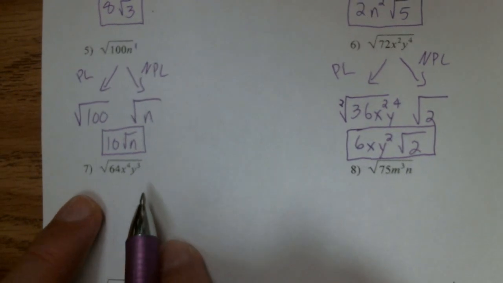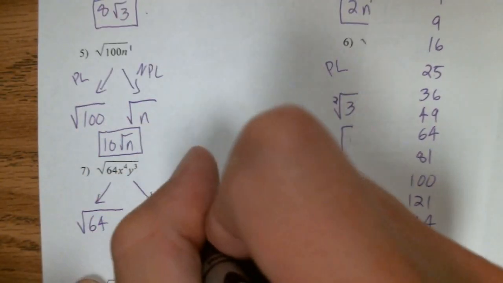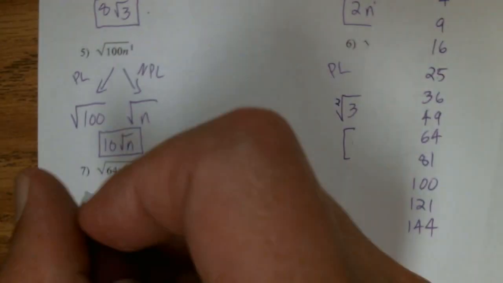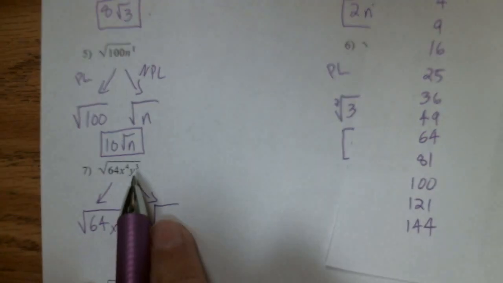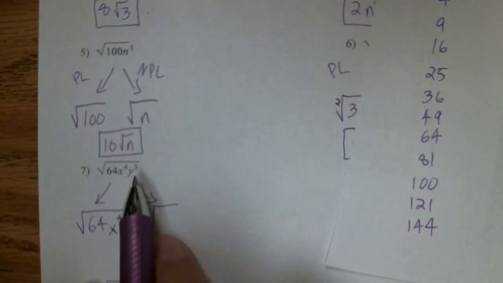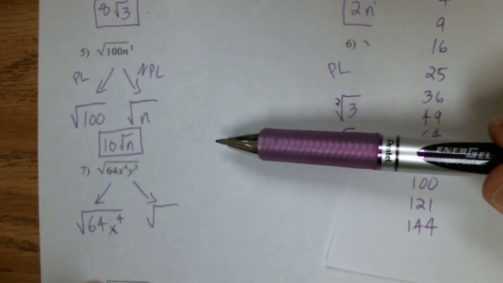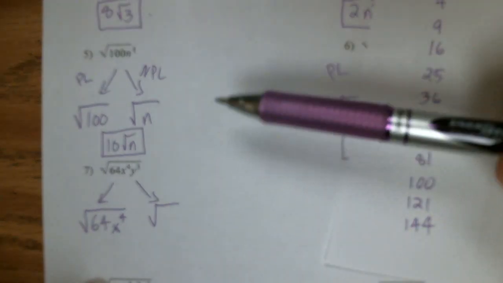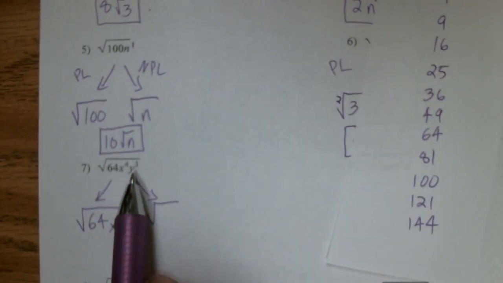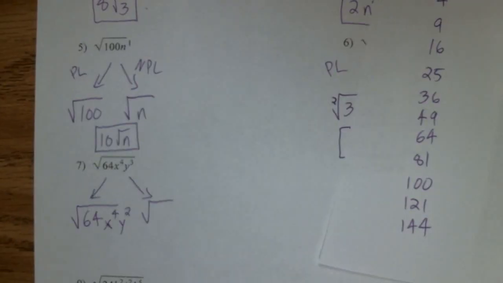Okay, we've got square root of 64, x to the fourth, y to the third. 64 is one of our perfect squares, so that whole thing goes into perfect land. X to the fourth, that's even, so the whole thing goes in perfect land. Y to the third is not even. So when you have an odd exponent here, guys, you've got to drop it down from the odd to the next even number below it, which will always be one less than that number. So if I drop down y to the third, that drops down to a y squared. So I'm going to put a y squared in perfect land.